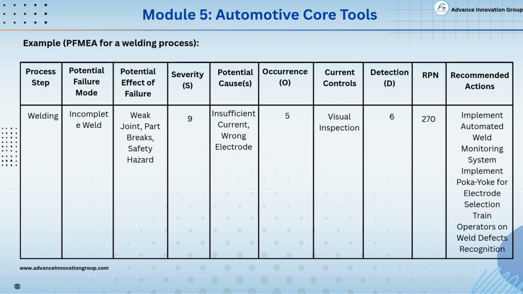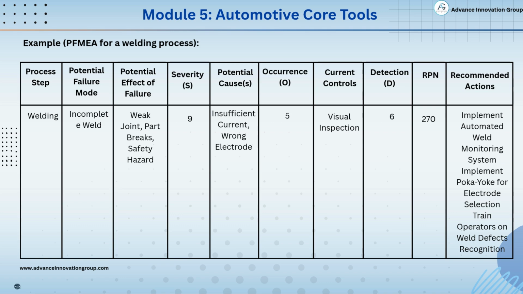This slide provides a practical example of a process FMEA, PFMEA, for a welding operation. Process step: welding. Potential failure mode: incomplete weld. Effect of failure: this could lead to weak joints, part breakage, or even safety hazards. Severity, S, is high at 9, indicating serious consequences. Potential causes: insufficient current or wrong electrode usage.